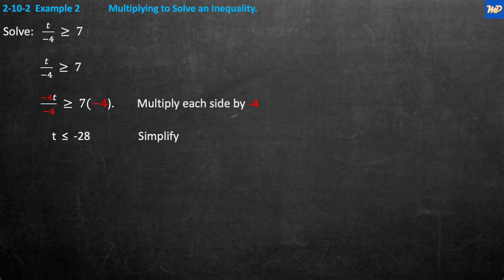That's what we did here. And then when you do that, you see 7 times negative 4 on this side. Since we multiplied each side by a negative number, you see we've switched. It was greater than or equal, now it's less than. So t, which is over here by itself, t is now less than or equal to negative 28. It flipped because we multiplied by a negative number.